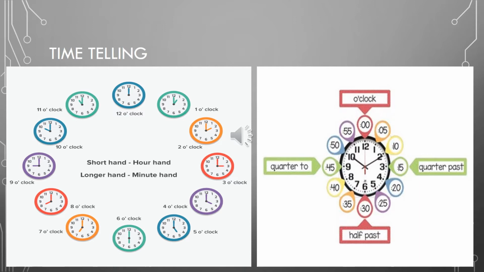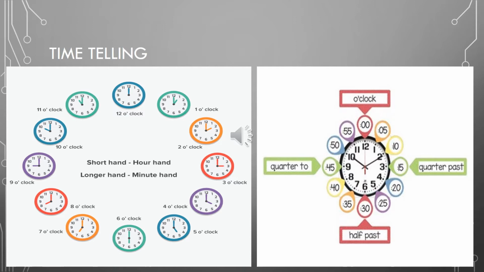Okay. And what does the short hand or short stick on the clock show you about? It is going to show you about hours. And what does the longer hand or the longer stick tell you about? It is going to tell you about minutes.